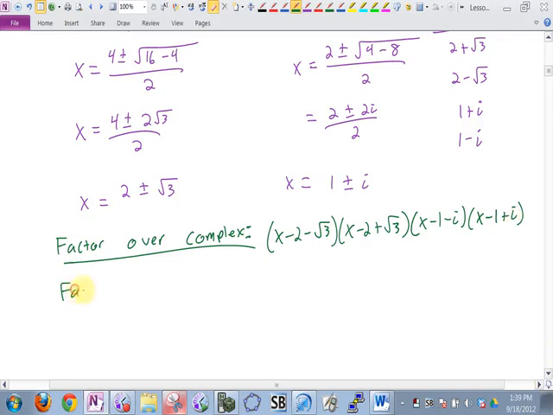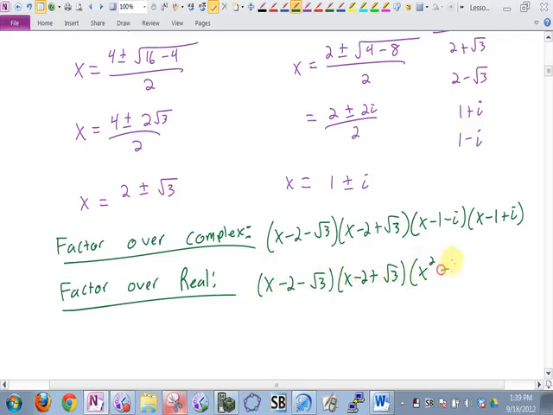Now, what if, however, you are asked to write the factors of this polynomial when factoring over the set of only real numbers? Then you would have how many factors written down? 3. Which of these 4 factors are still okay when factoring over the set of reals? The two irrationals. Those are real numbers. Those are great. It's these two that I would have to FOIL together and write as x squared, what was it, minus 2x plus 2?